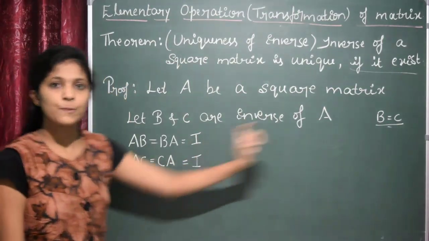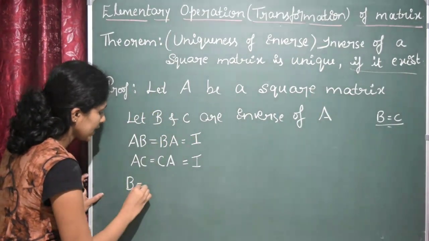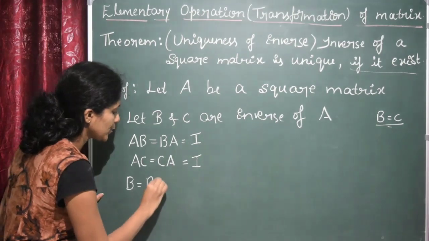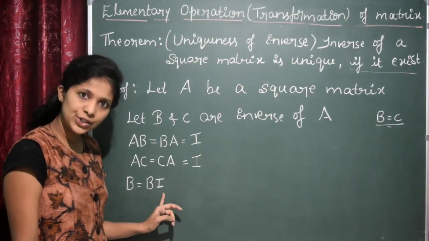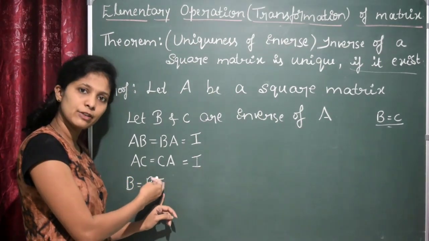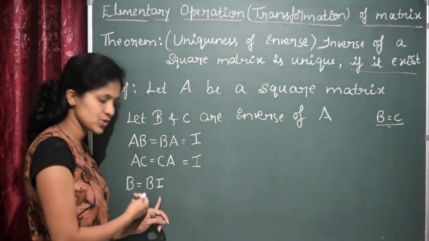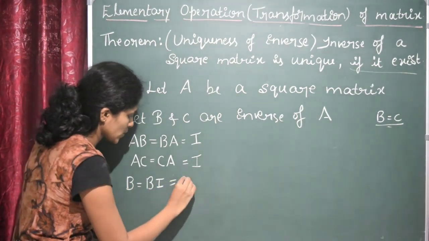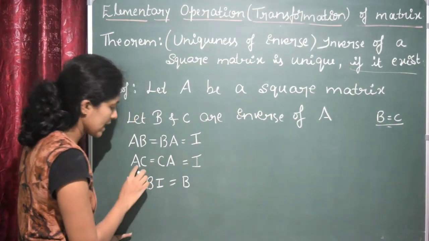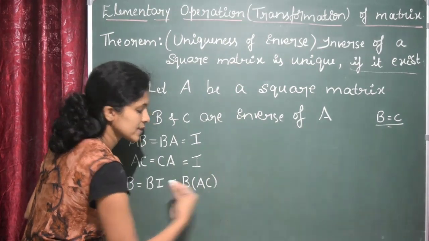Now what we have to prove? B is equal to C. Let me consider B. So B, can I write B as B into I? If you multiply any square matrix by an identity matrix of the same order, then it will be equal to B itself. You can check this one. You can consider any example and you can check B is equal to B into I. Now, can I write this one as B into I? I'll substitute I as A into C. Is it clear? This is substituted as A into C.